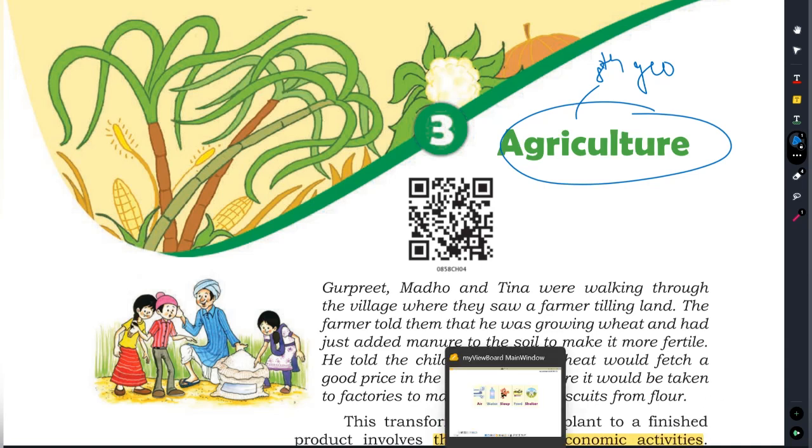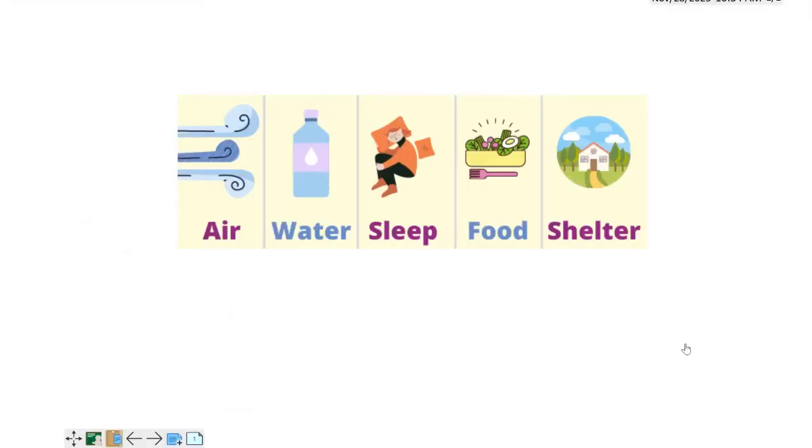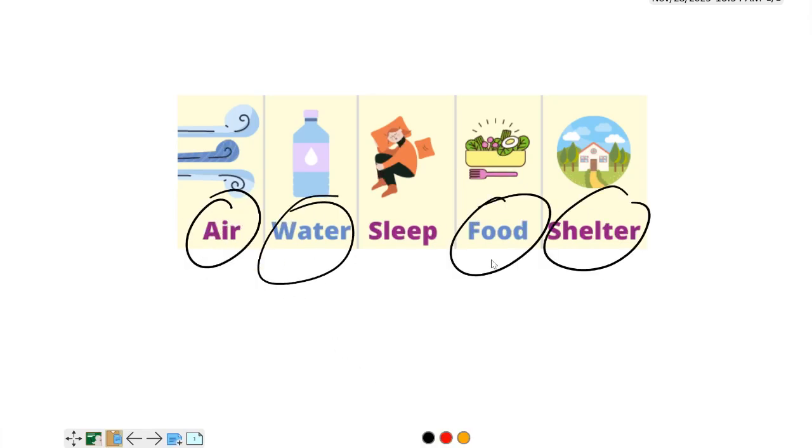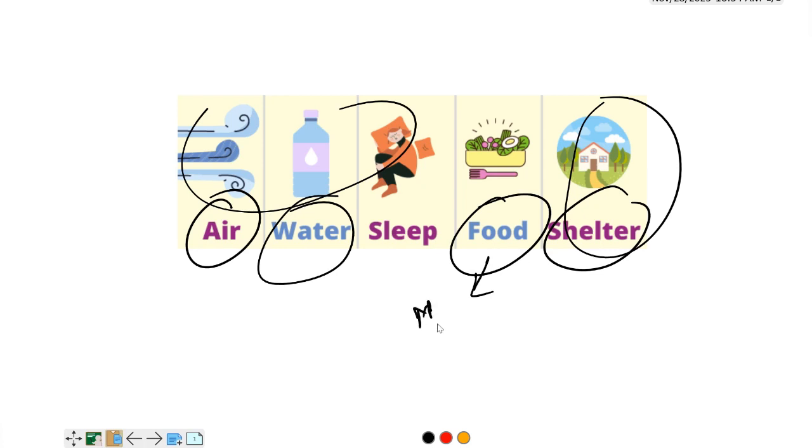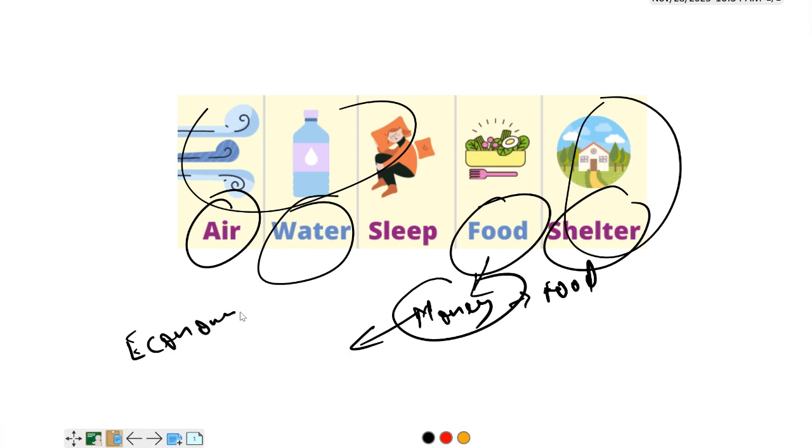See, for any human being to survive, he needs some basic things. What are those basic things? Air, water, food and shelter. Most of these you get naturally, but you need money, right? You need money to get food. If you need money, you have to do economic activities to earn money.